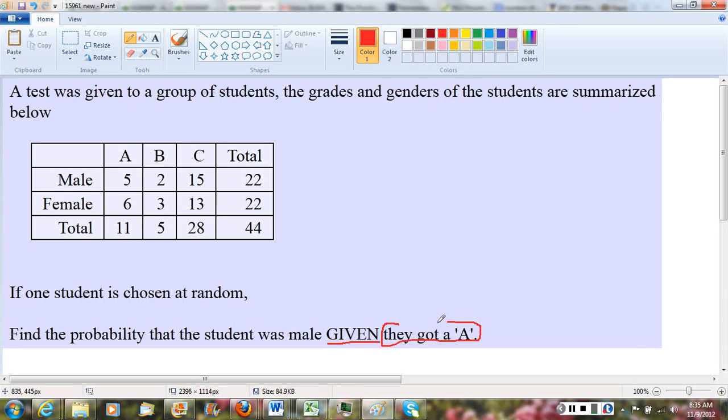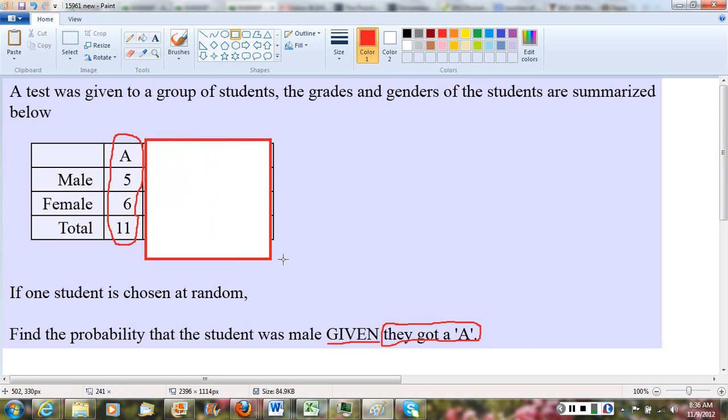Whenever we have an event that we're conditioning on, that lets us know immediately that the information we need on the table is going to be in that category, that the student got an A. So let's circle all that information about A's right now. Every number we need for that calculation is going to be in this column of A's here. Sometimes I find it helpful on my paper to just blot out the other, extra information. So let's say we're not going to need any information on the students who got B's or C's or the other totals. All the numbers we need will be right there.